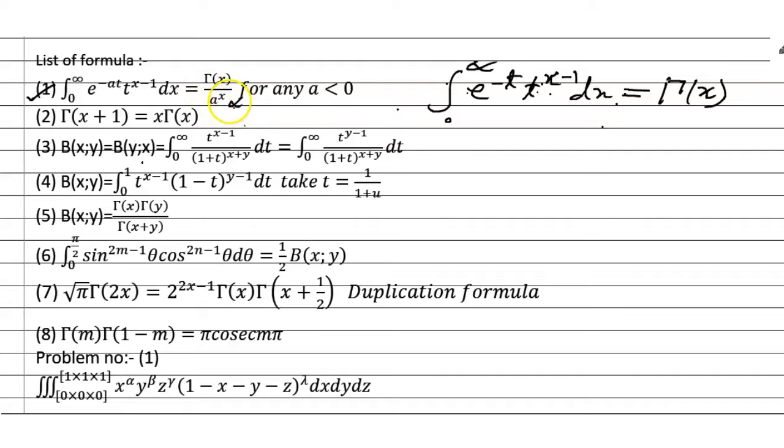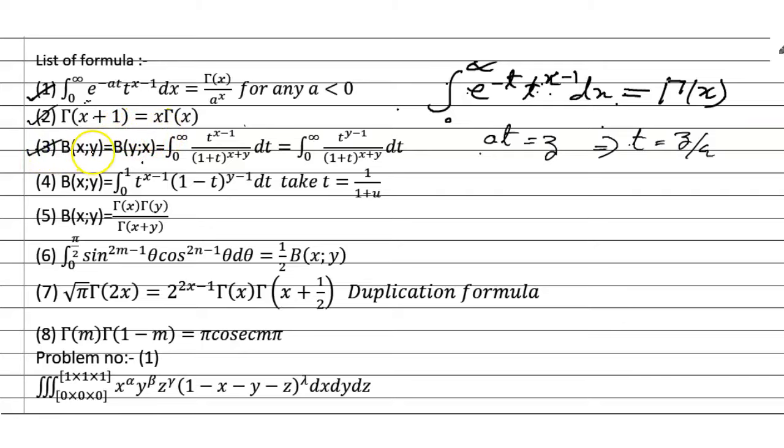It can be proved easily. When we take at equal to z, then t is equal to z by a, and gamma x plus 1 is equal to x into gamma x.